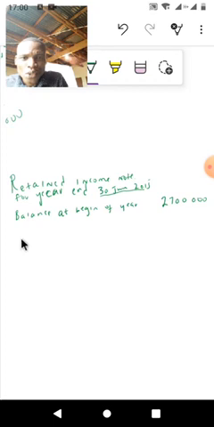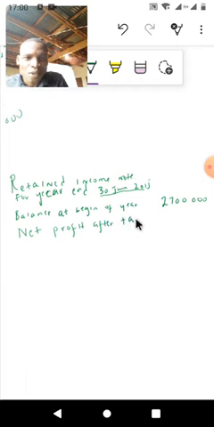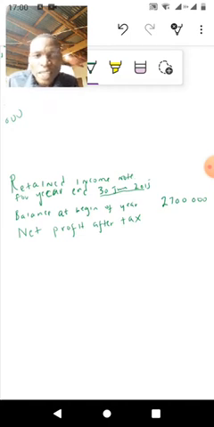Now, we know that we are going to record net profit after tax. After the balance at the beginning of the year, we are going to write net profit after tax. So the question is, how much is net profit after tax?